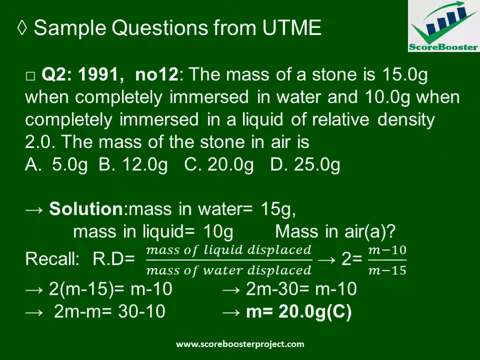The next question which I will be considering comes from 1991, number 12, and the question goes thus: the mass of a stone is 15.0 gram when completely immersed in water, and 10.0 gram when completely immersed in a liquid of relative density 2.0. The mass of the stone in air is option A 5.0 gram, option B 12.0 gram, option C 20.0 gram, option D 25.0 gram.